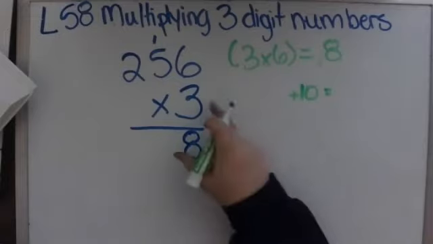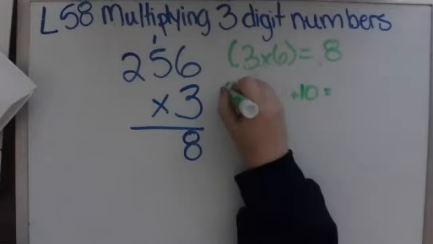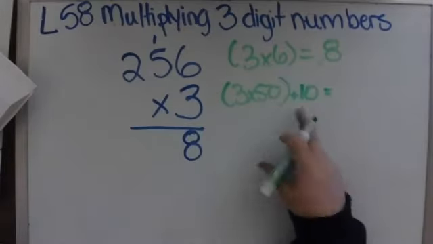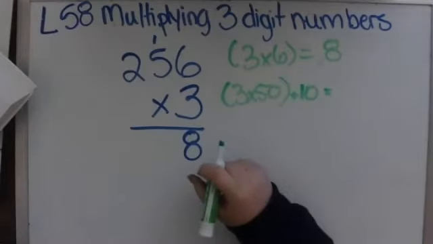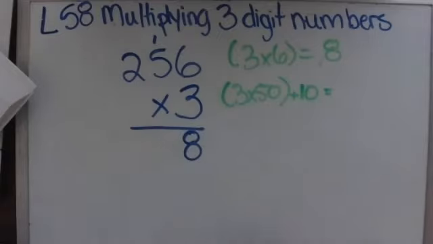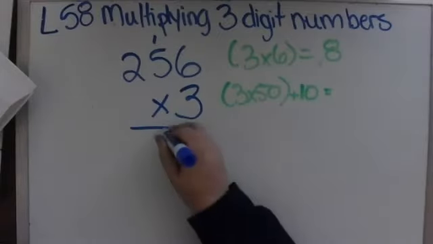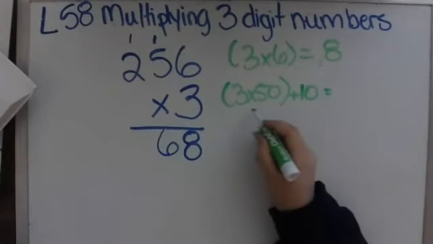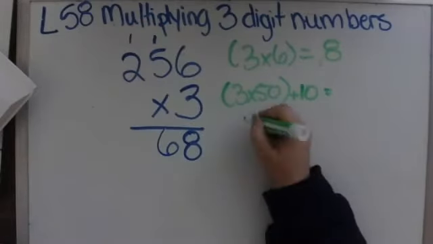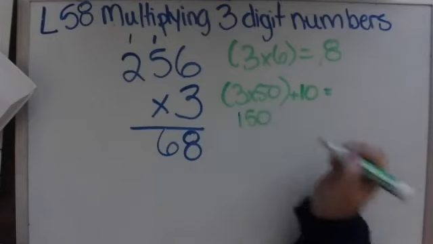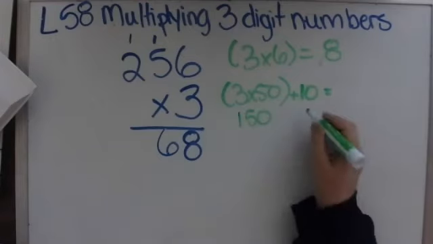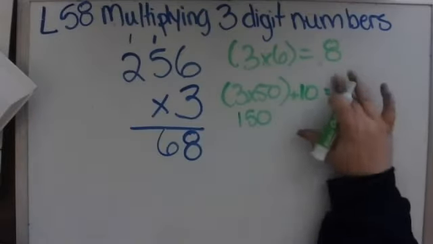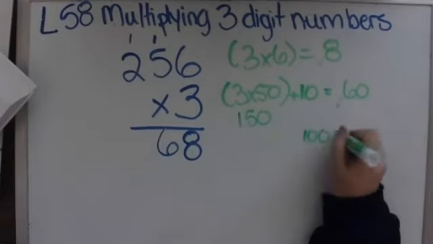Okay, now I'm doing 3 times 5, or 3 times 50, add 10. So 3 times 5 is 15. 15 plus 1 is 16. So I would do the 6, carry the 1. What's actually happened is 3 times 50, which is 150, plus the 10 would be 160. The 60 got to stay. The 100 had to move columns.